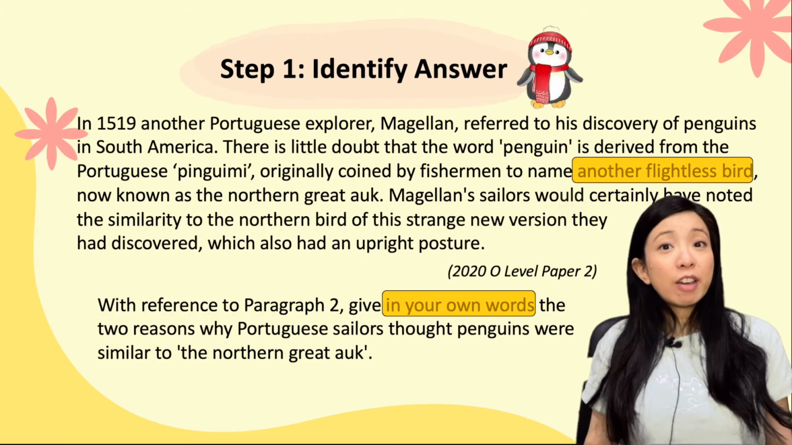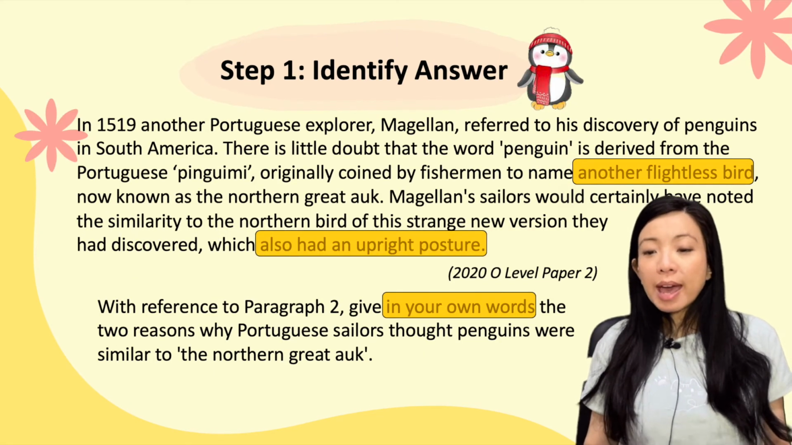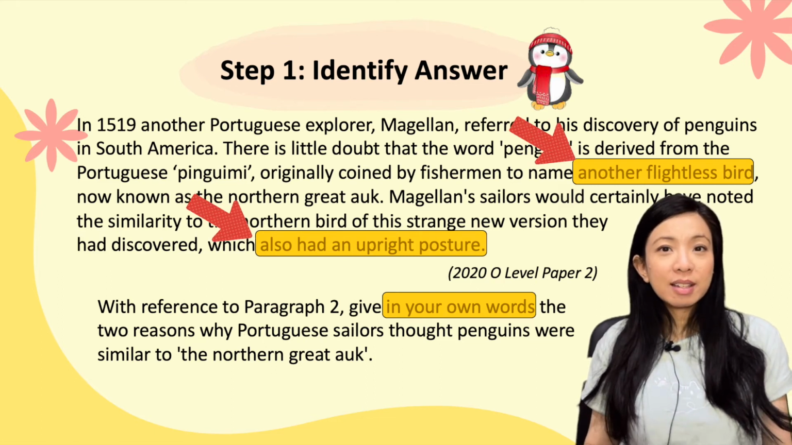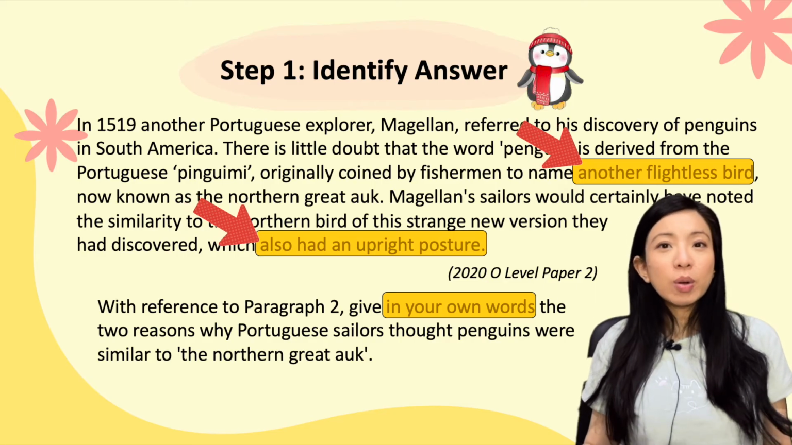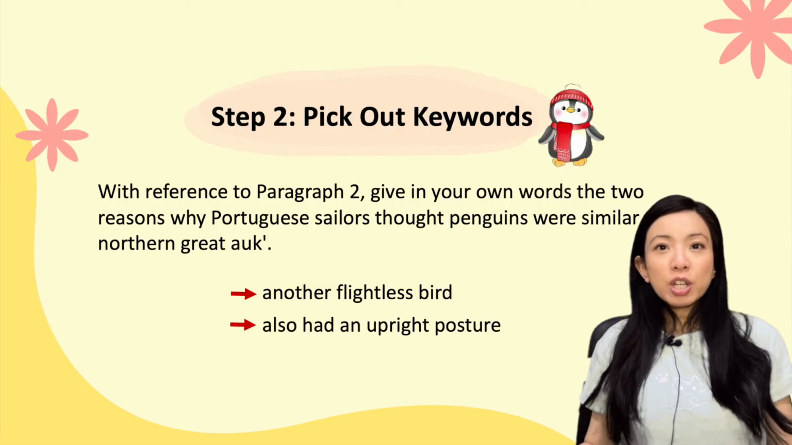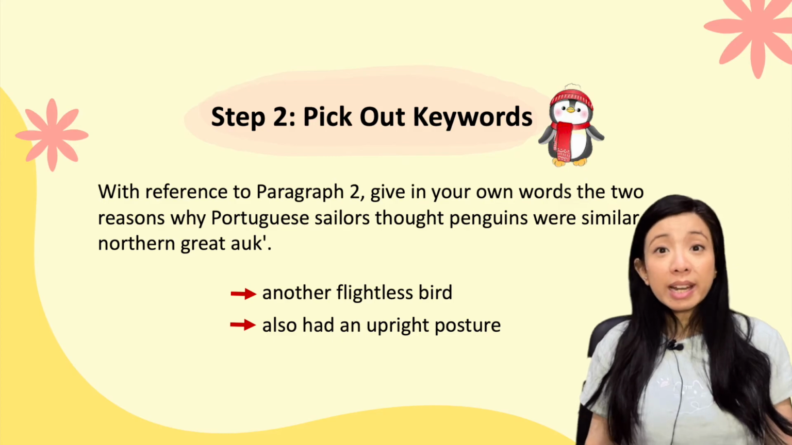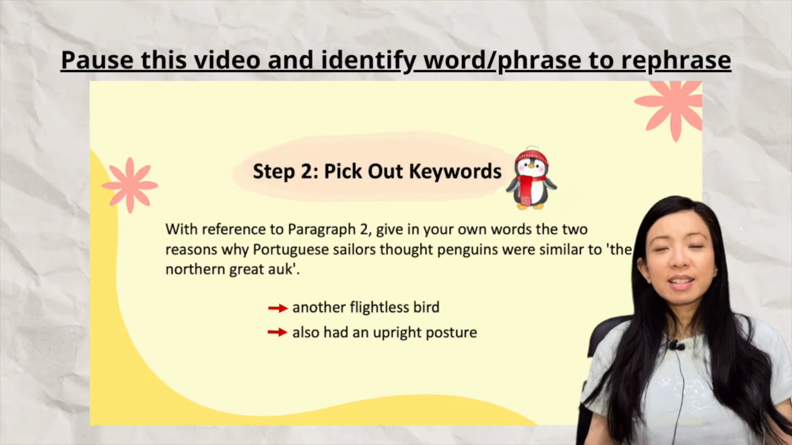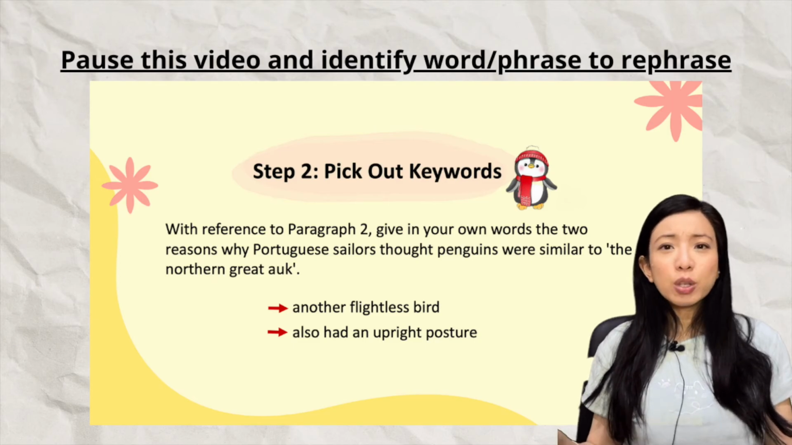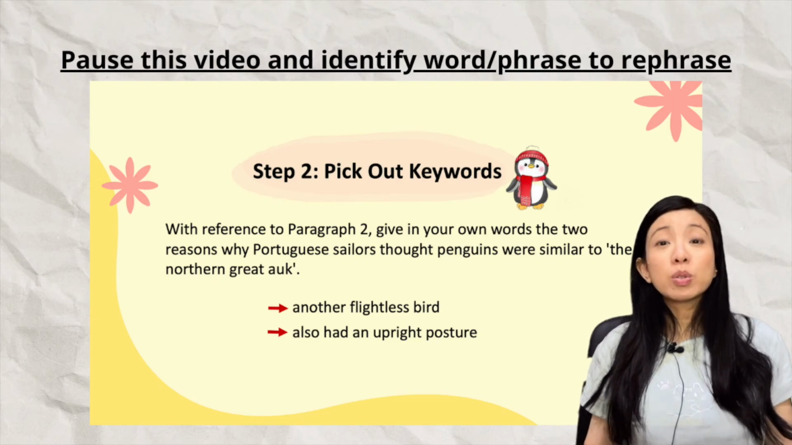The second detail I've picked out is "also had an upright posture." Again, the word "also" tells us it's an additional thing. So these 2 words, "another" and "also," are very good clues to tell us that the 2 types of birds are pretty similar. Alright, so now that we have these 2 phrases, let's pick out the keywords that we can actually rephrase. So again, pause this video and identify the words or phrases that you think should be replaced with suitable synonyms.